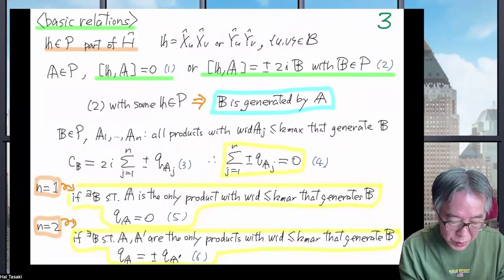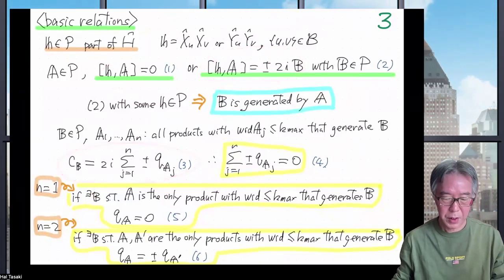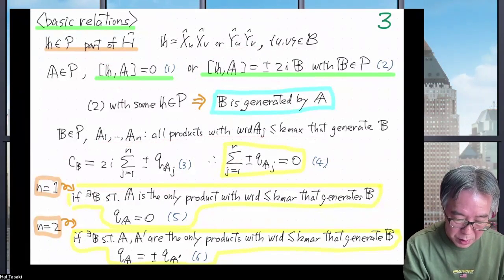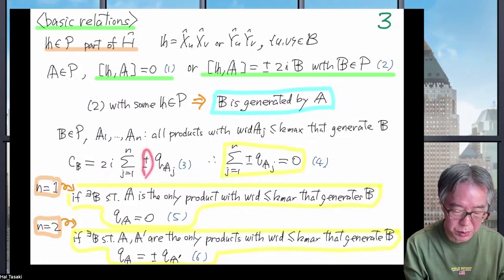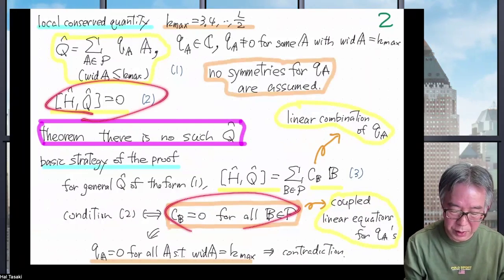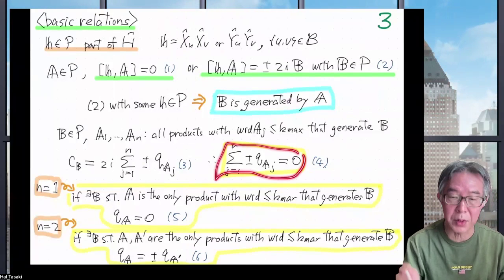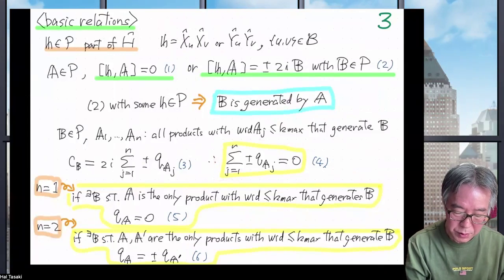So what you want to do is to consider this for all possible h and A, and this is the result. So this C_B, if B is generated only by these, then this C_B equals 2i, which comes from here, times plus or minus. If you know the details of these products, you know whether it's plus or minus, but I don't care for the moment. And now, this condition is equivalent to this, so a sufficient condition that Q is a local conserved quantity is this. This is just the sum over j from 1 to n.